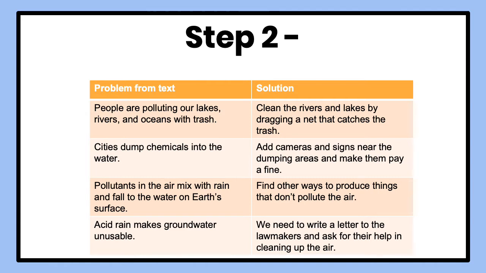In our previous lesson, we read the paragraphs of water pollution and pulled any water issues or problems from the text. We then brainstormed solutions like you see here. I added another water issue from the paragraph that we just read. Here is my issue that I pulled from the paragraph. Acid rain makes groundwater unusable.